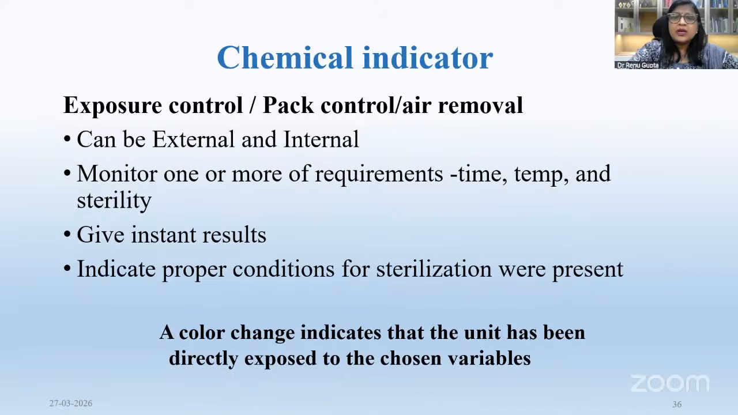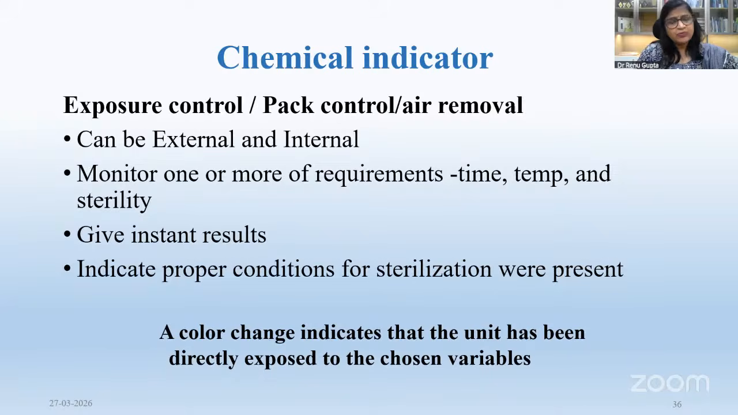There are different types of chemical indicators, and they serve different purposes. They are exposure control, pack control, air removal test, and so on. These chemical indicators are basically strips which will change color on exposure to a particular temperature or a particular time. These can be external or internal, and they monitor time, temperature, sterility, and they give immediate results.